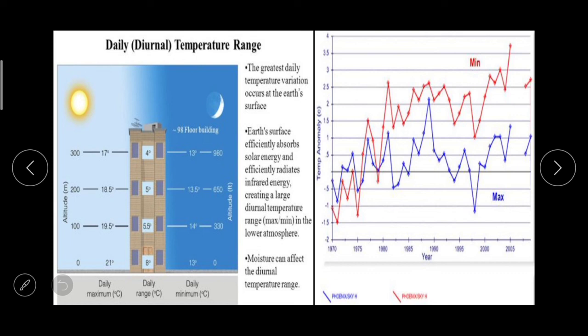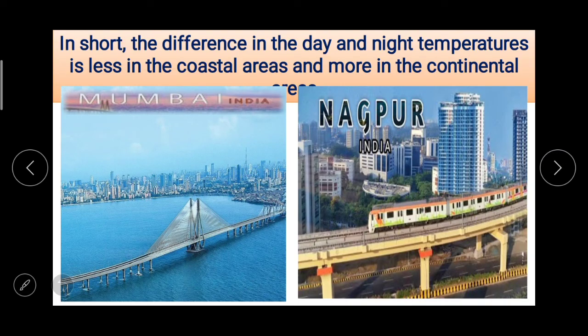Here you can see a 98th floor building and the temperatures. So in short, the difference in the day and night temperatures is less in the coastal areas and more in continental. For example, Mumbai temperatures are even, but at Nagpur they vary a lot.